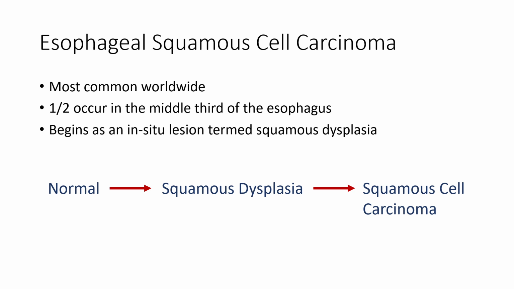Squamous cell carcinoma begins first as squamous dysplasia. So squamous dysplasia is the precursor of squamous cell carcinoma, and it is an in situ lesion. So first you have normal squamous mucosa, and if it acquires additional mutations and genetic alterations, it will turn into squamous dysplasia, which is in situ, and then with the accumulation of additional mutations and genetic alterations, it will progress into invasive squamous cell carcinoma.